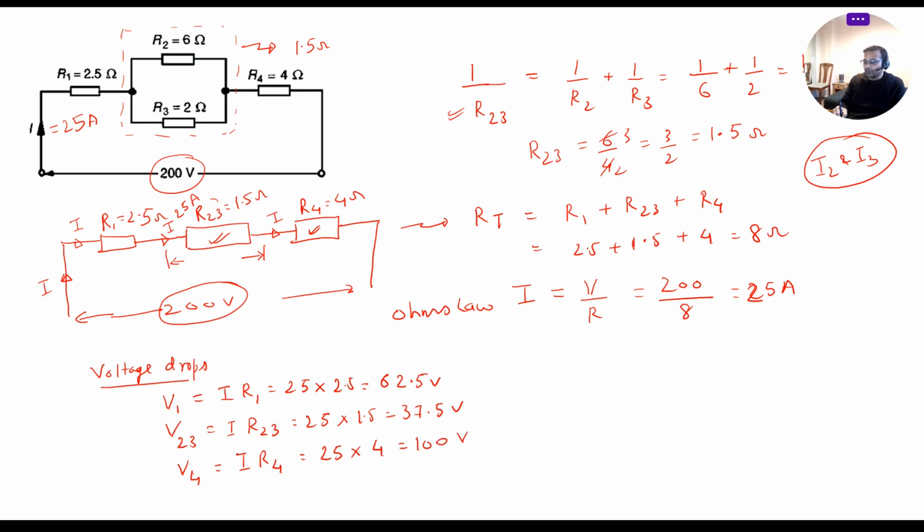Now, before moving forward, let me just verify the values. Using KVL, I can verify. If I add them together, it should come out to be equal to 200 volts. So 100 plus 37.5 plus 62.5. Yeah, it's exactly equal to 200 volts. So all these values are correct. Now, here also, I have not calculated V2 and V3, which should be equal.